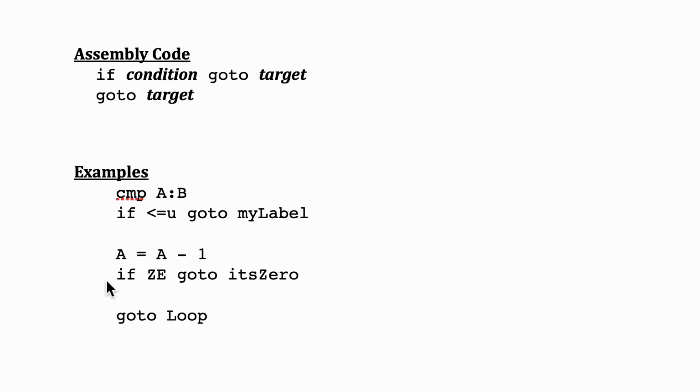In the second example, we are decrementing the accumulator register. And if the result is 0, which we're testing for with the branch instruction, then we would jump to a label called it's 0. The final example is just an example of the unconditional branch instruction.